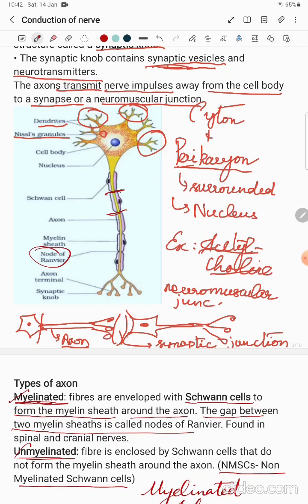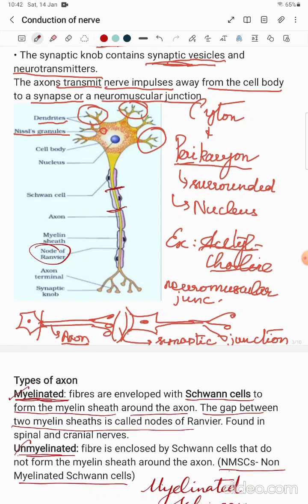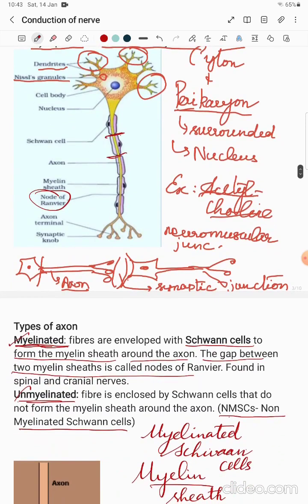Understood? So where is this myelinated axon found? It is found in both spinal as well as cranial nerves. Okay, understood? So this is one of the most important points.